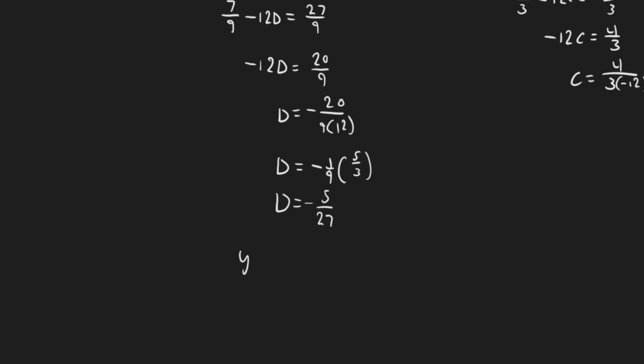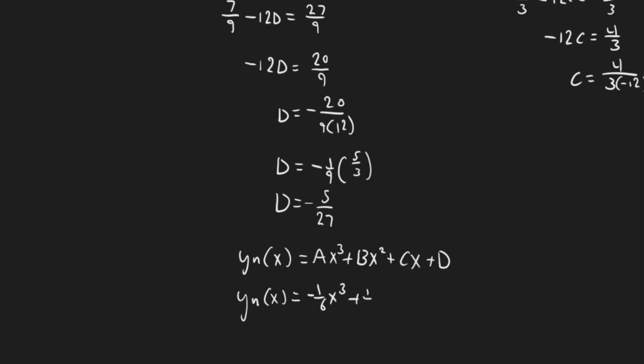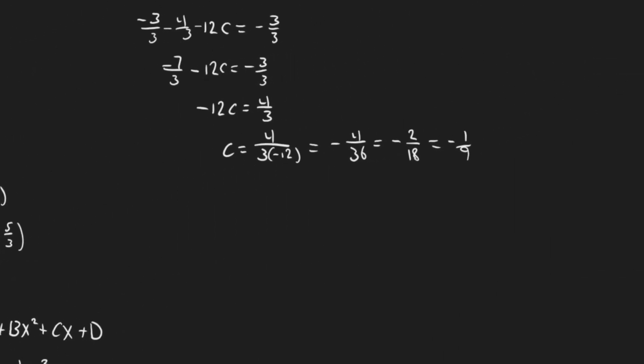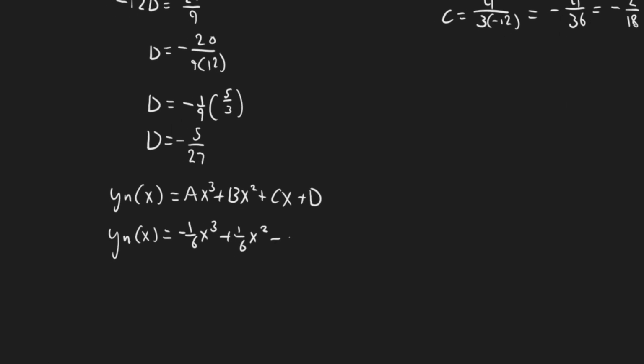Okay, so we solved our system of equations, and we have our coefficients, and we can finally write our non-homogeneous part of the solution. So yn of x then equals, if you remember, ax cubed plus bx squared plus cx plus d. And so we just found what all of those coefficients were. And so a was negative 1/6, so negative 1/6 x cubed. And then b was 1/6, so 1/6 x squared. And then c we found right up here to be negative 1/9. So negative 1 over 9 times x, and then we just found d to be negative 5 over 27.